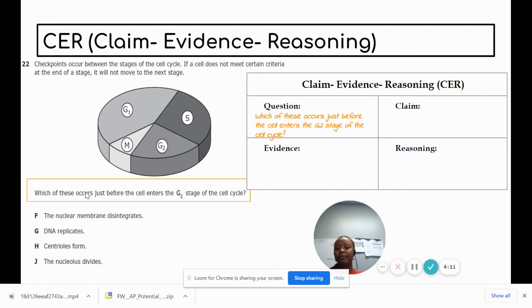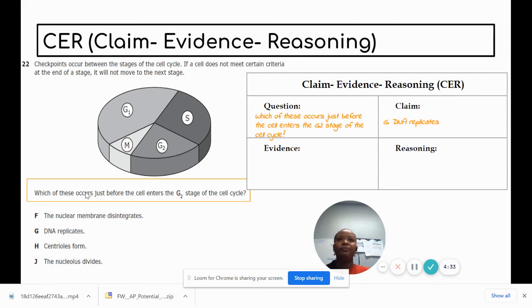The nuclear membrane disintegrates, DNA replicates, centrioles form, the nucleolus divides. As a student, they're going to come up with an answer, be it right, be it wrong, whatever. A lot of times they don't go through the process of eliminating. But I'm just going to pretend like I didn't. My knee-jerk reaction is I think it's G. I'm going to put G, DNA replicates.